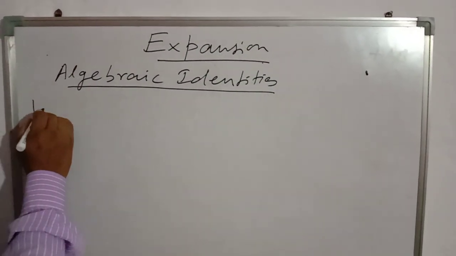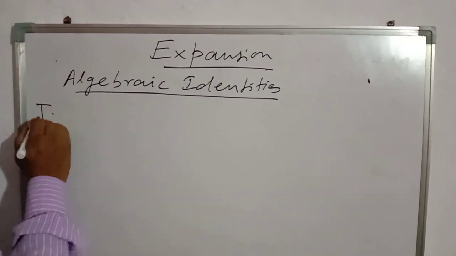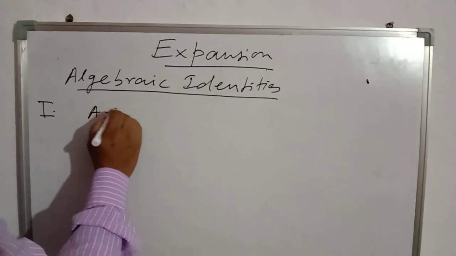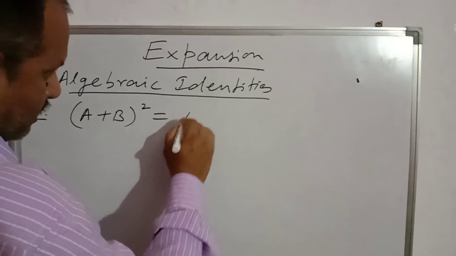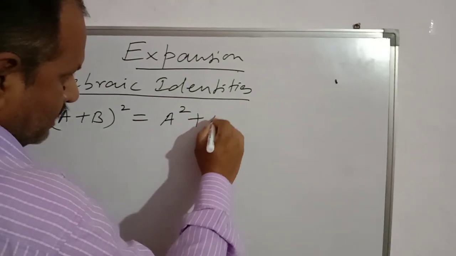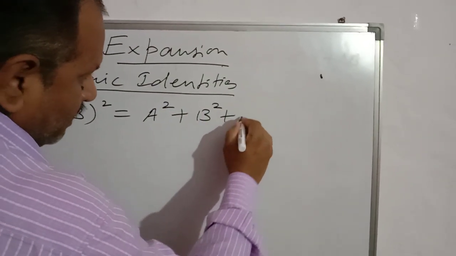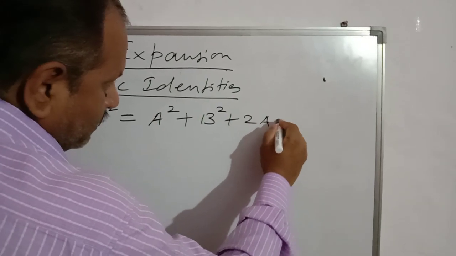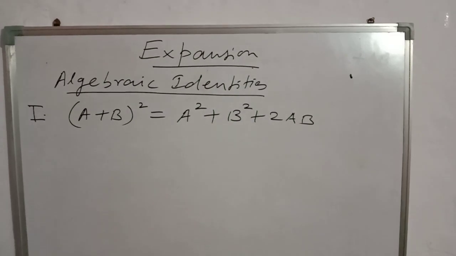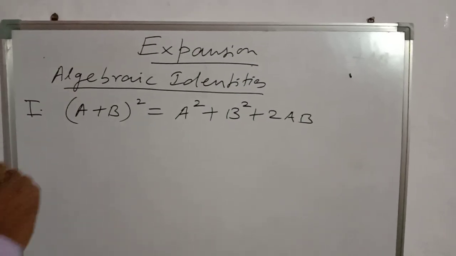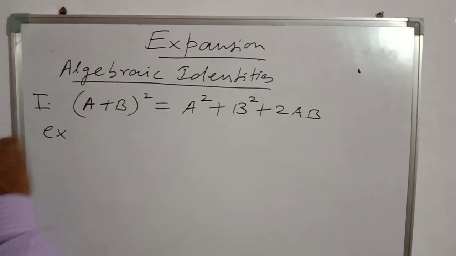So the first identity is a plus b whole square is equal to a square plus b square plus 2ab. How will we apply this identity in a problem? Let us see one example.